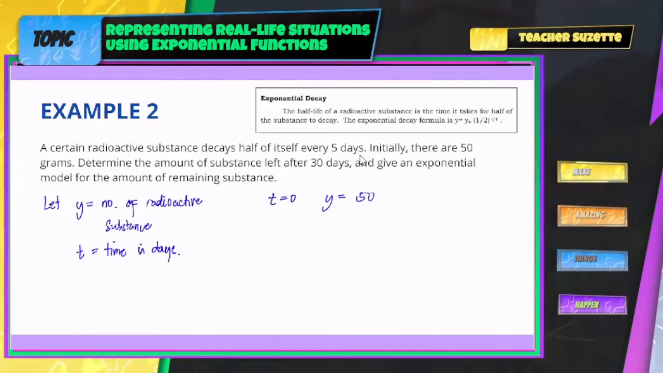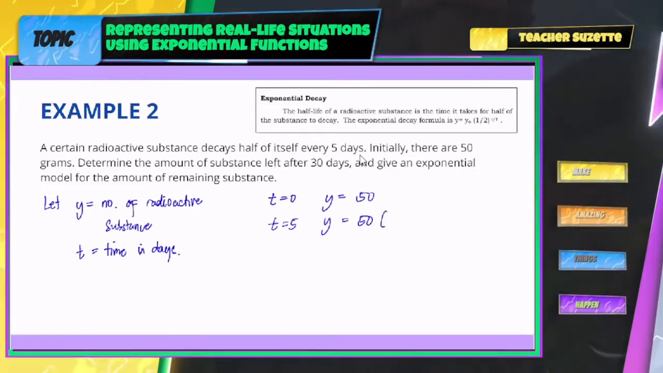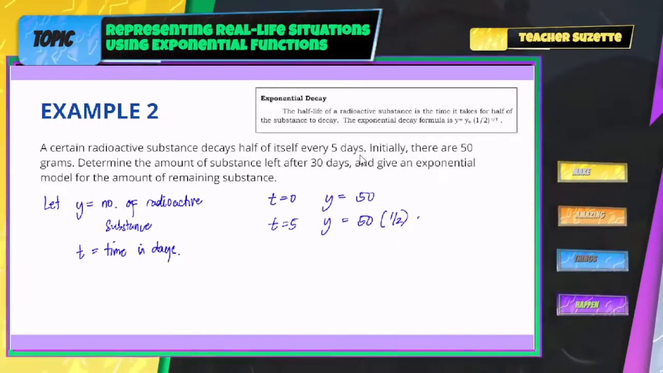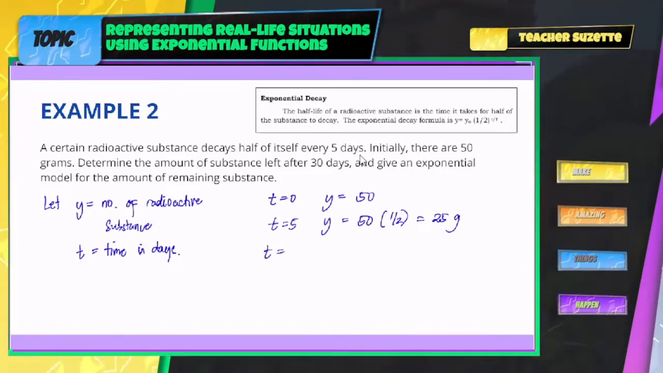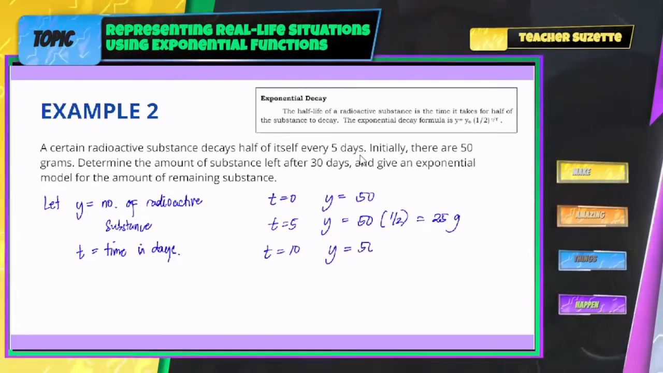So, after 5 days, what will happen to our 50 grams? We will multiply our 50 by 1 half. 50 times 1 half is 25 grams. Then, what if another 5 days pass? Our time will be 10. So, what happens to our function? You will have y is equal to 50.